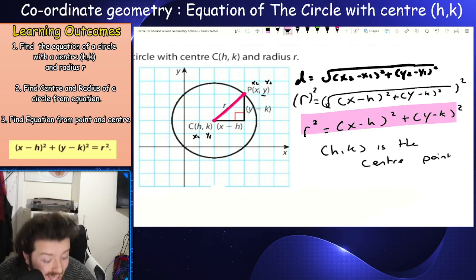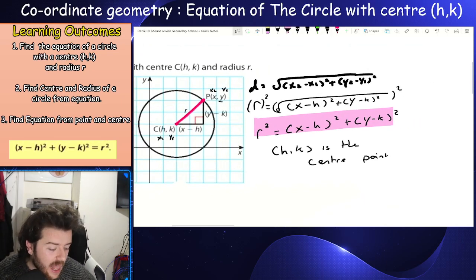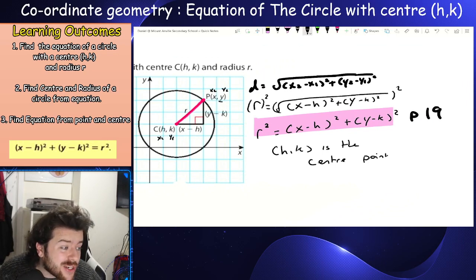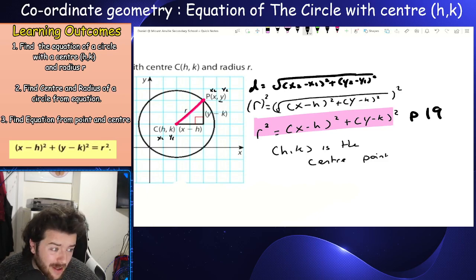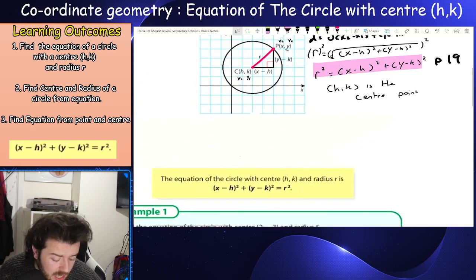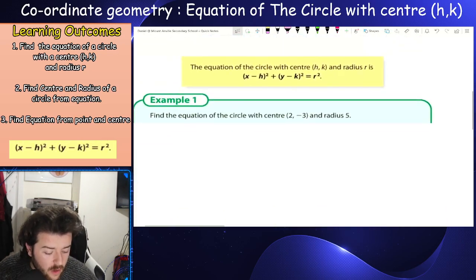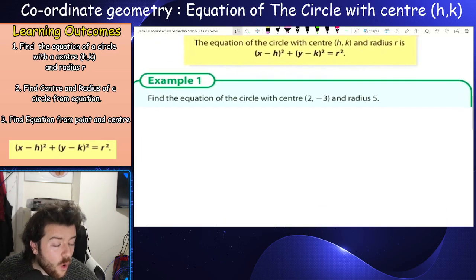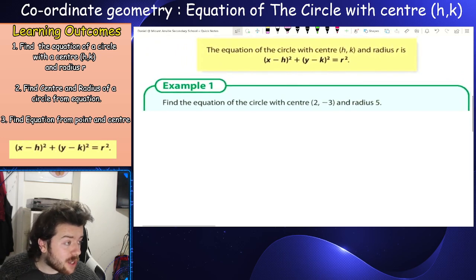This one is in your log tables. This is on page 19, I believe. If it's not, let's look for it. There's a table of contents for a reason. So it's page 19 in your log tables. We use this now if our circle center is not on 0, 0.